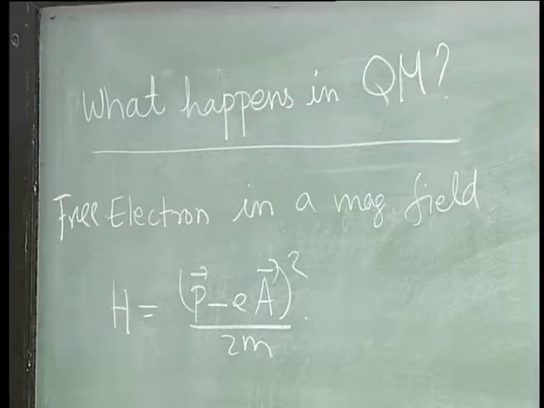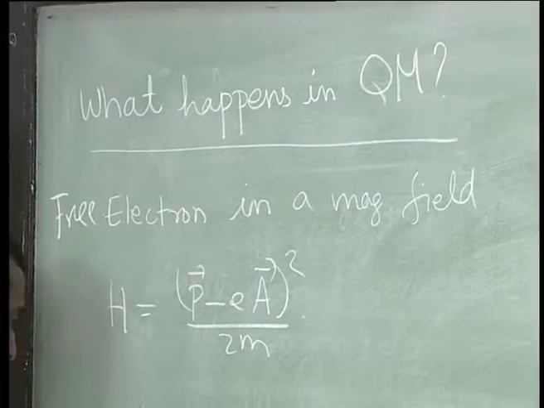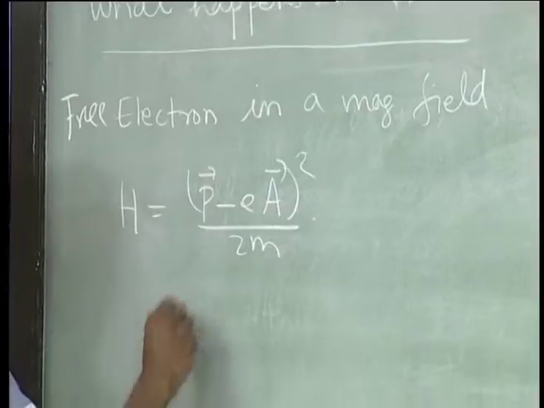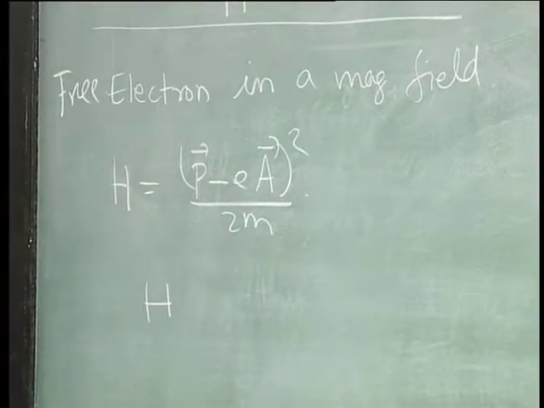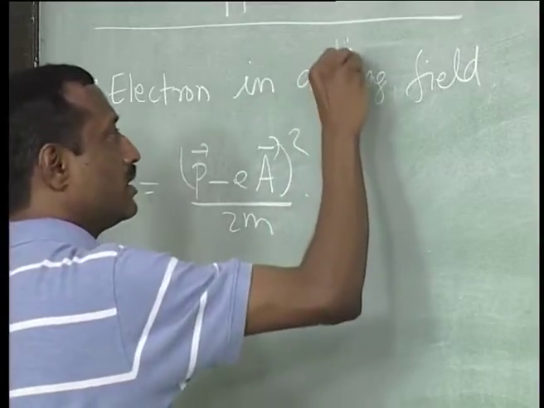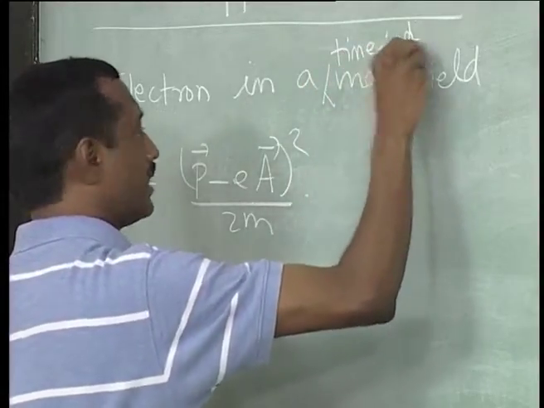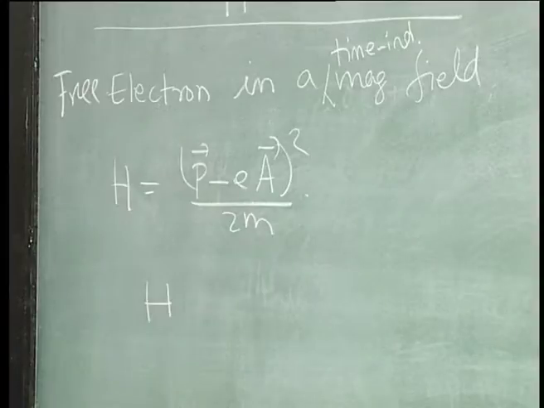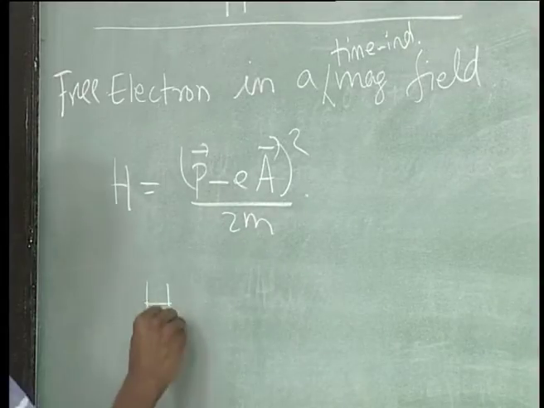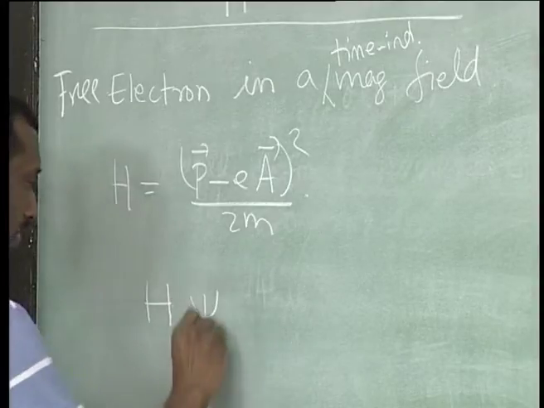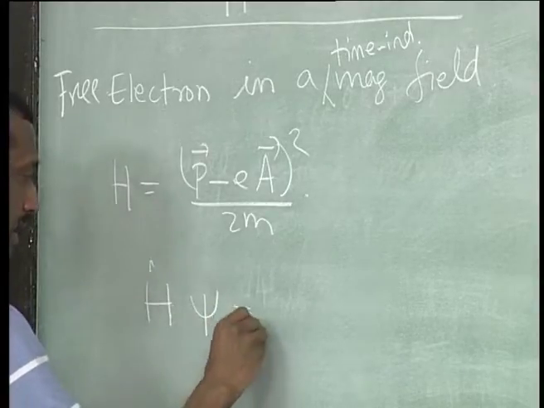And the Schrodinger equation, and let us assume that we are talking about a time independent magnetic field, just for simplicity, okay. So this A also is time independent. We assume all these things. So we want to solve H psi equal to some E psi.